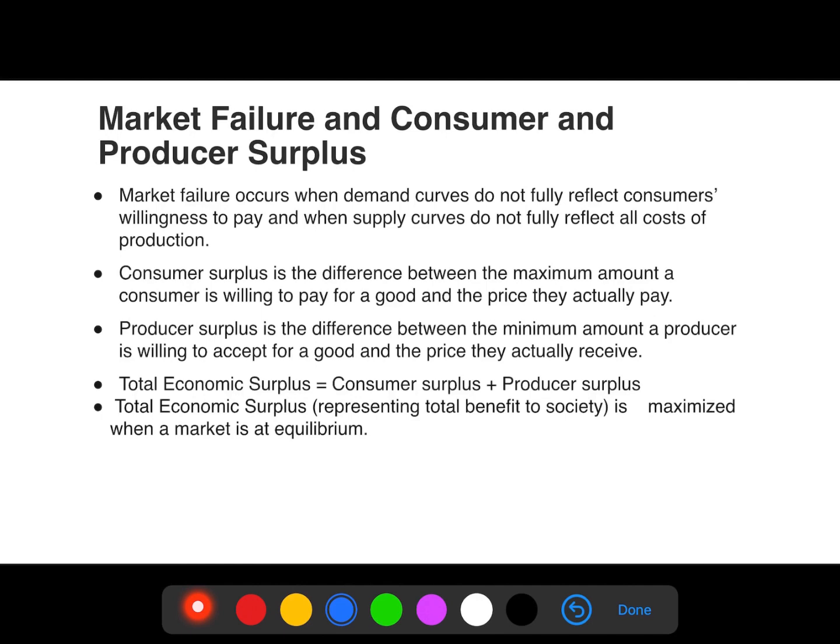Total economic surplus is the sum of the two. It's consumer surplus plus producer surplus. And as it represents total benefit to society, it is maximized when a market is functioning properly and is at equilibrium. So what we're going to see in the next few videos is what happens to consumer surplus, producer surplus, and total economic surplus when the market is not functioning properly, when we're either overproducing or underproducing.